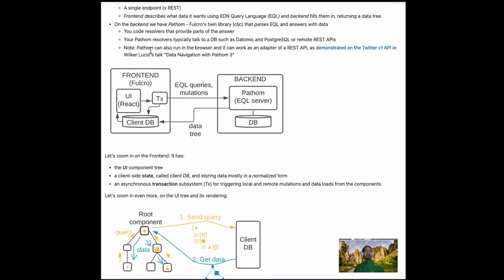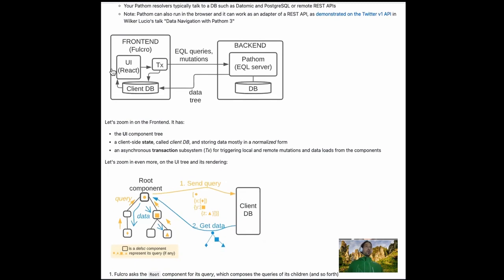So here we have a diagram of what the Fulcro application looks like. Here we have the front end, which sends EQL queries and mutations to the backend and is getting a data tree back. And the backend has Pathom running, talking to some kind of data source. So let's zoom in on the front end.